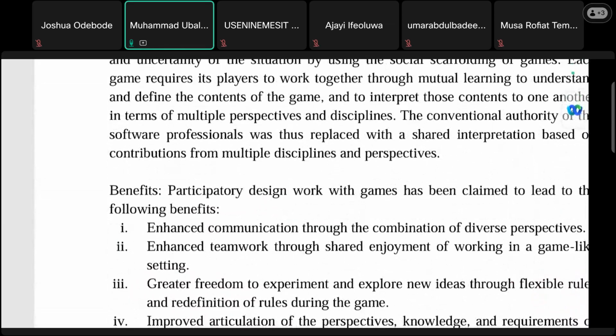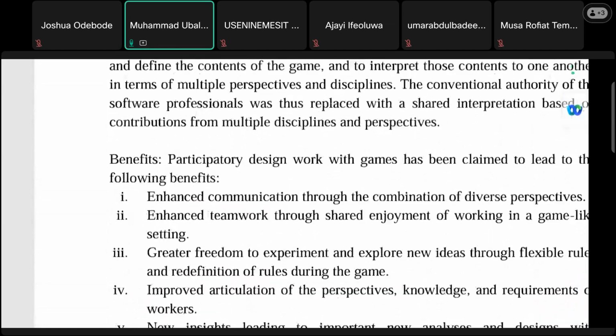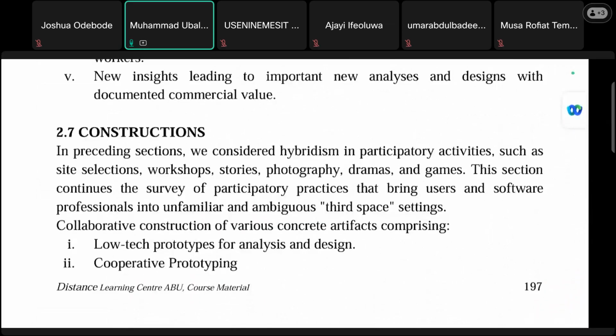What else? I think the next thing we'll be looking at is construction. What is construction? Construction in the context of human-computer interaction is somehow synonymous to prototyping, or we call it prototype. In this section, we consider hybridism in participatory activities such as site selection, workshop stories, photography, dramas, and games. But this section continues to survey participatory practice that brings users and software professionals into an unfamiliar and ambiguous third space setting.